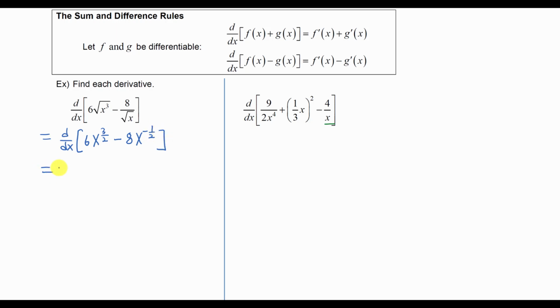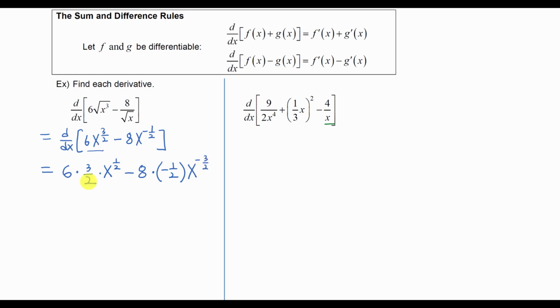So now we take the derivative of each term. First one, I will leave the constant multiple in the front, bring the power down, and I lose 1 power from 3 over 2. So I will get 1/2 power, minus constant multiple 8 times, bring the power down, and I lose 1 power, so negative 1/2 minus 1 gives me negative 3 over 2 power.